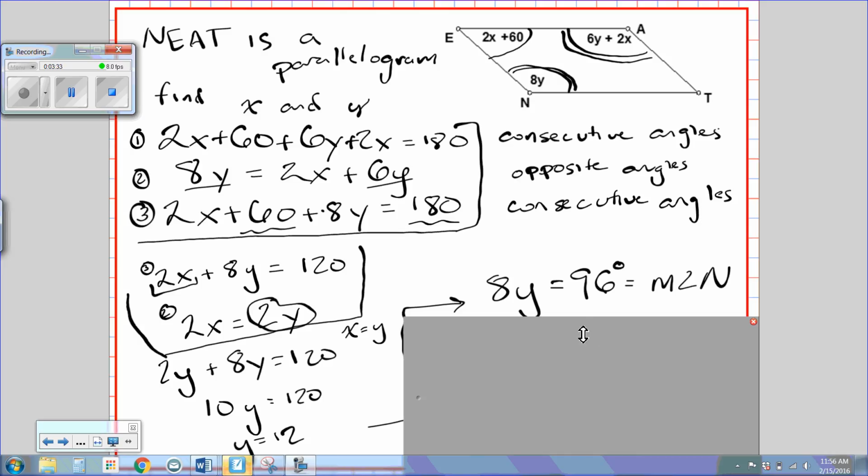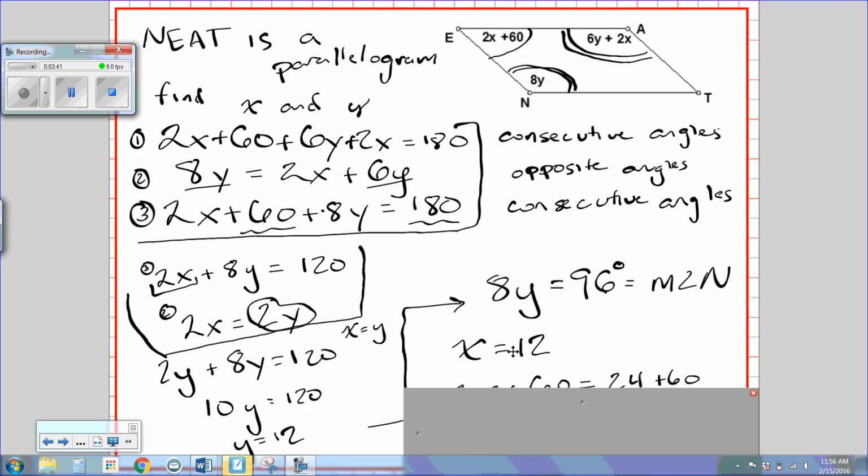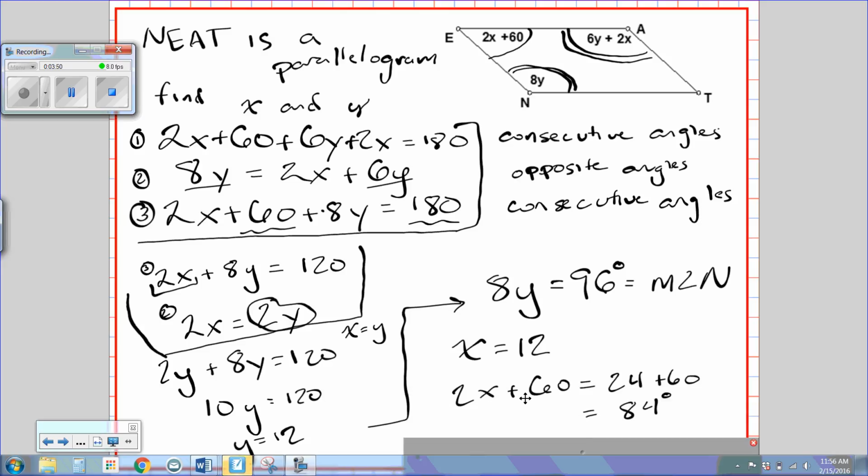Now, I'm going to go to angle E. The reason I'm going to angle E is because I can find x by saying x and y are the same thing. And if I plug x into angle E, so 2x plus 60 would be 24 plus 60, I get 84. Going back to the original idea that the angles should add up to 180, 96 and 84 in fact do. So y equals 12, x equals 12.